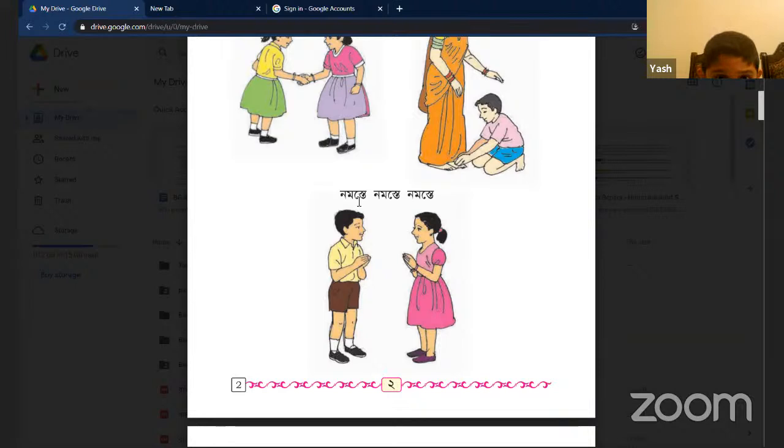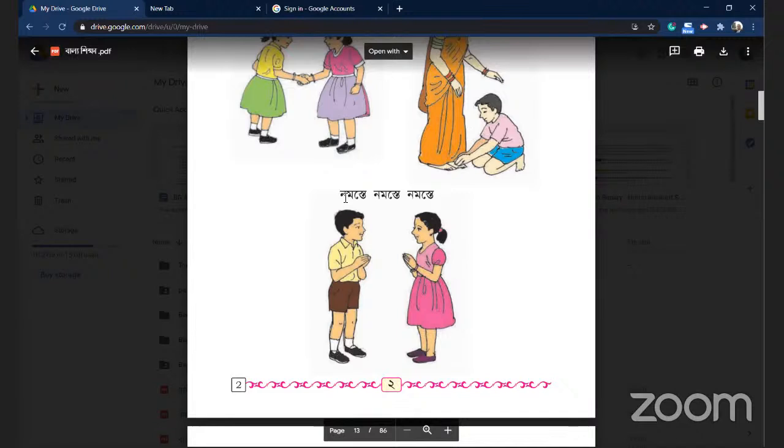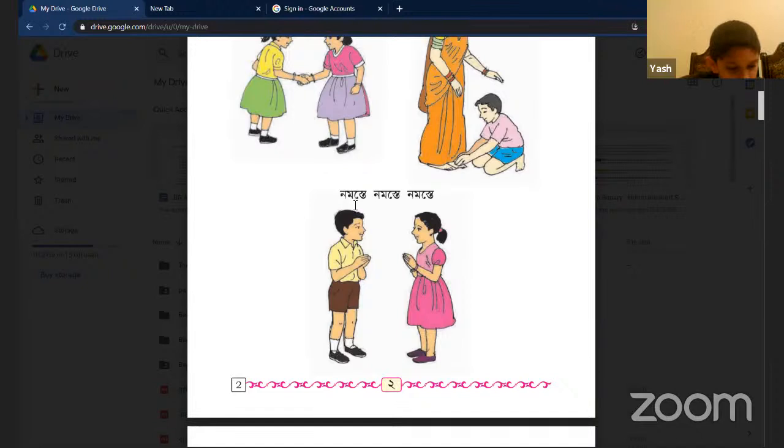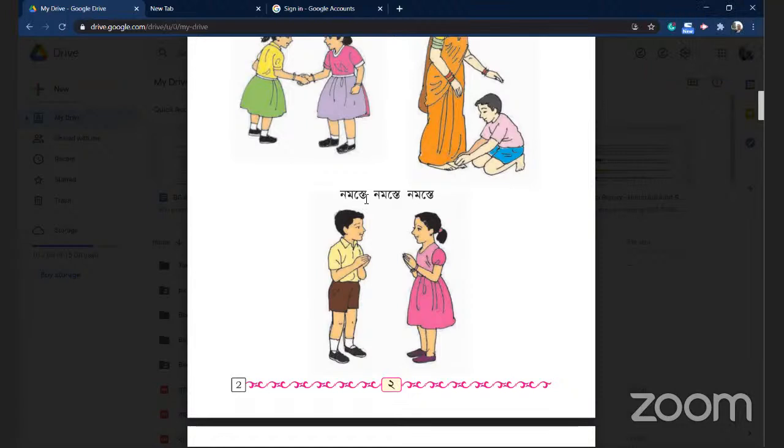No, first we have no. It is a don't no. More. So to ekar. There is a jukta borna here. This is namaste. There is a jukta akkar here, okay? So to ekar. Namaste.